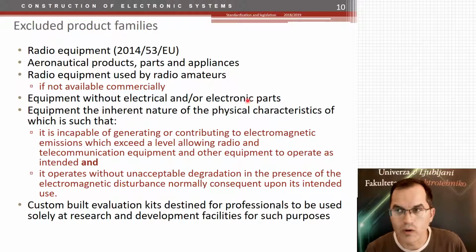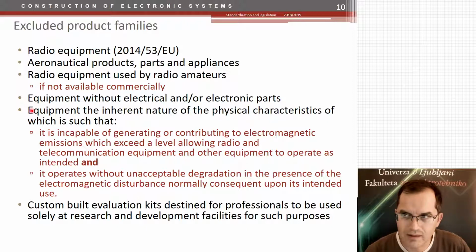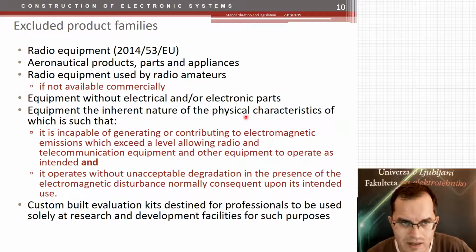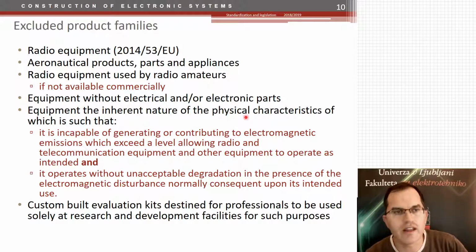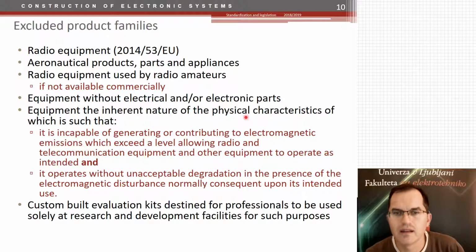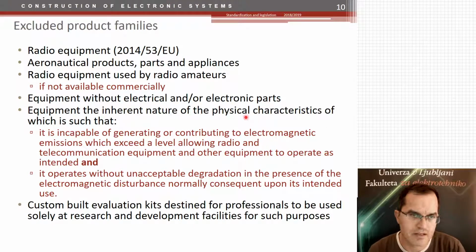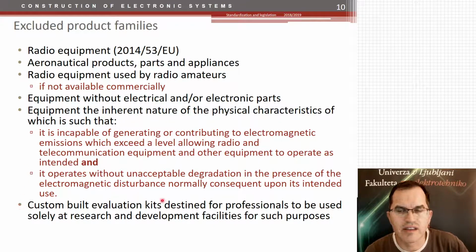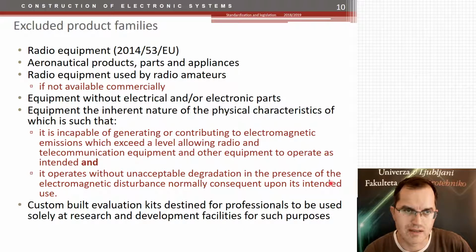Right? Or the next important one, equipment whose inherent nature is such that it cannot generate electromagnetic noise, even though it is an electrical device, or it can operate inherently without any unacceptable degradation in the presence of electromagnetic noise. This is all called inherently benign equipment, which means equipment that cannot be harmful.